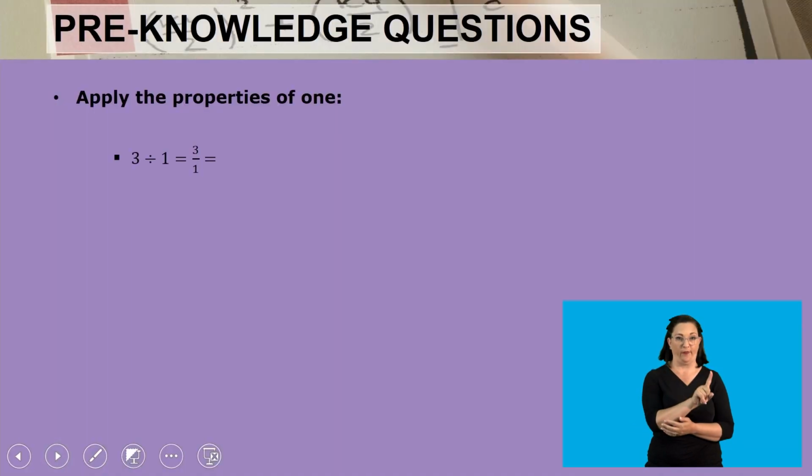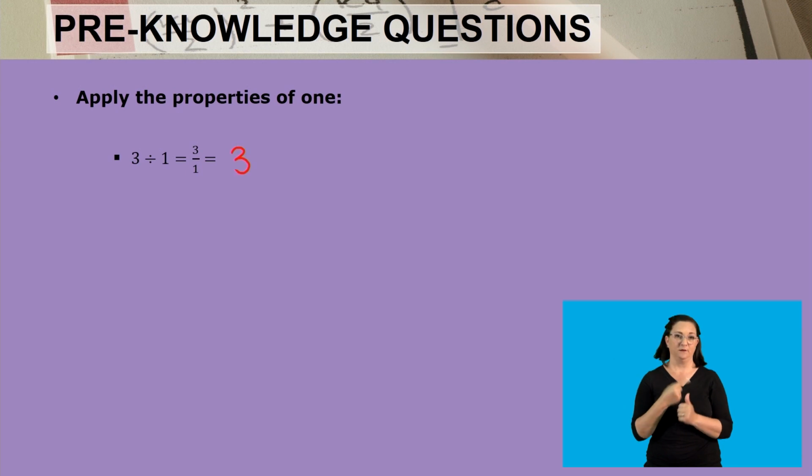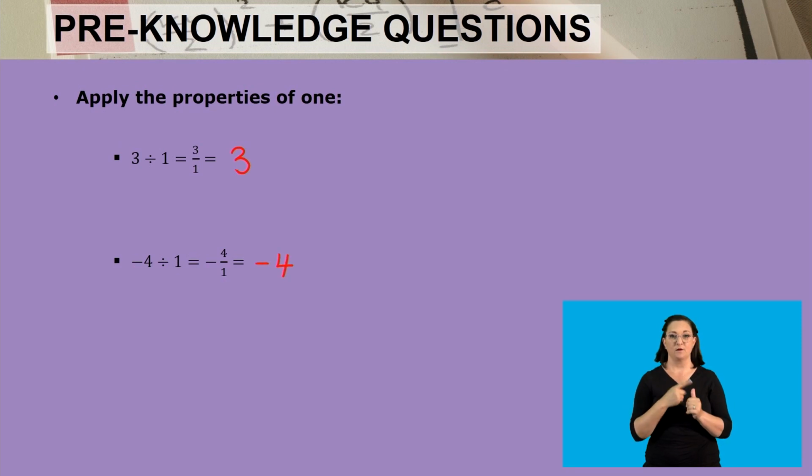What about applying the properties of 1? Remember, if I have 3 divided by 1, any number divided by 1 will remain that number. So 3 divided by 1 gives us 3, right? And negative 4 divided by 1, again, any number divided by 1 remains that number, so negative 4 divided by 1 will be negative 4. You must remember that because we are going to be using it in our lesson today.